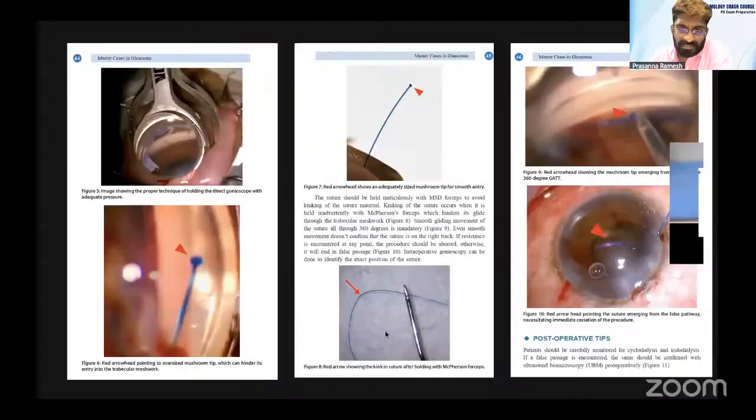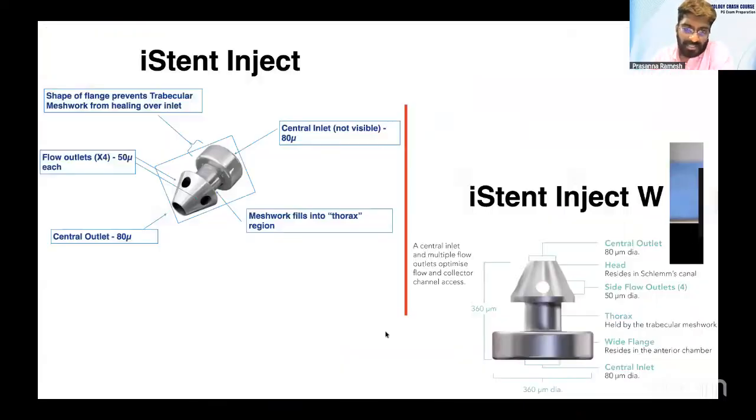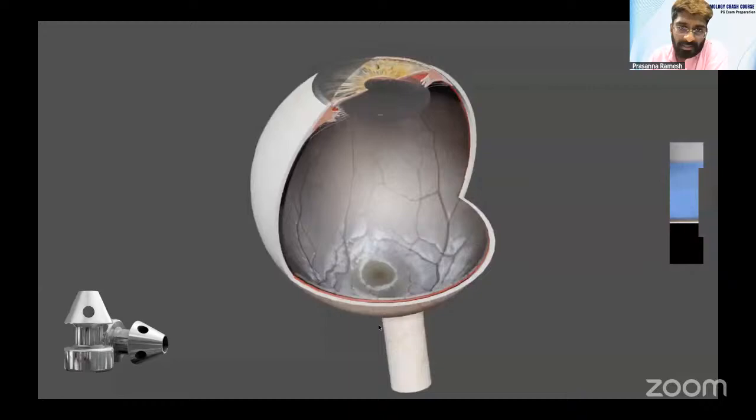These are some of my work that is well published in literature, and iStent inject is no longer available. I want the PGs to get the point right. iStent inject W is what is available. The flange width has been enlarged. So that is another very important point.